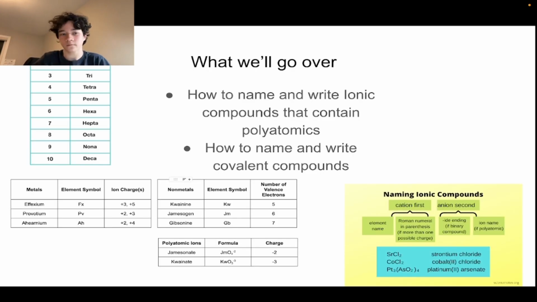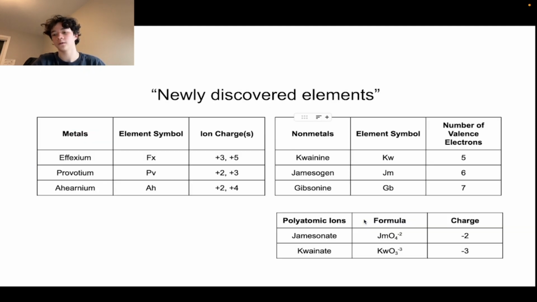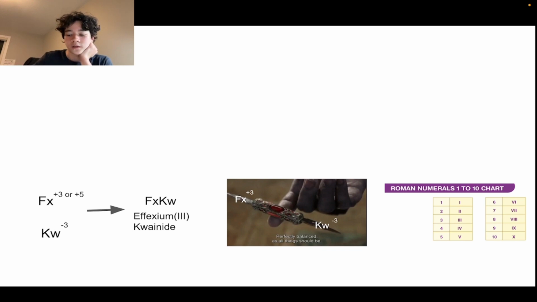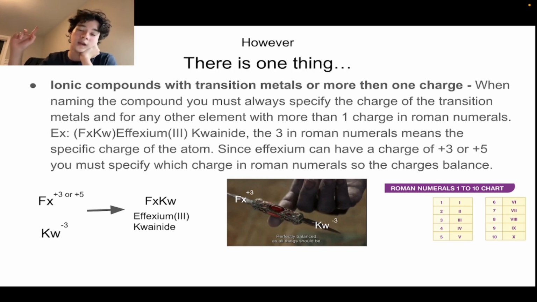Anyways, so going back, hopefully you know what these prefixes mean, and also this format in naming ionic compounds. So, let's get started. Before we start, there is one thing, and this is for ionic compounds that have transition metals or any sort of metal with more than one charge. When naming ionic compounds, you always want to specify the charge of the transition or other metal with more than one charge in Roman numerals.